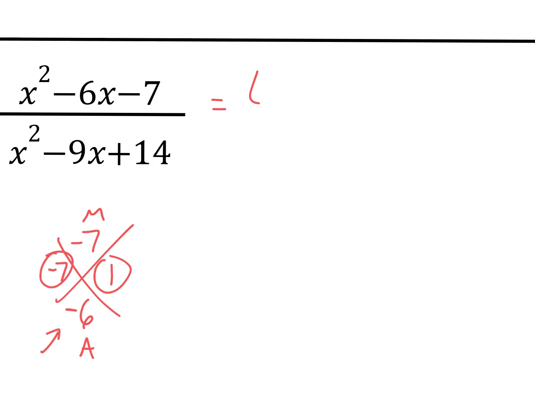Okay, so on top, those are my two factors. I'm literally just writing them. x minus 7, because it's a minus 7. x plus 1, because it's a positive 1. That's it. Don't overthink that.